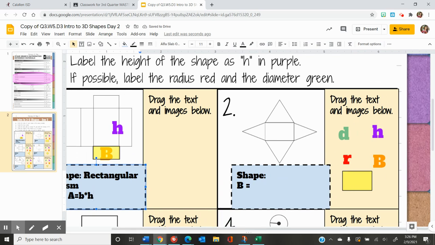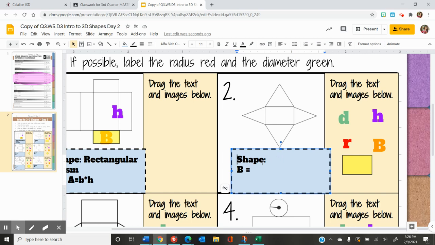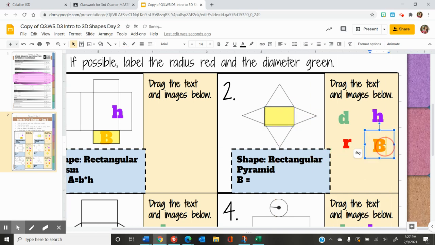Okay, looking at number 2, this net, when you put it together, forms a rectangular pyramid. Notice how I said rectangular pyramid. Notice how I said the word rectangular. A lot of people get mixed up with these and assume that your base shape is a triangle. But again, as I mentioned before, it's called a rectangular pyramid. So your base is a rectangle.